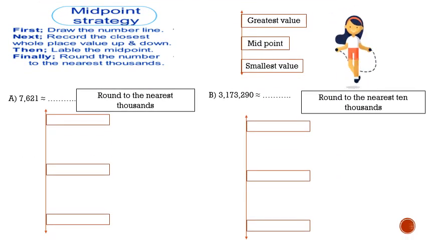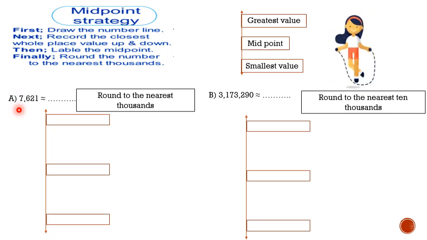The second strategy I have in estimation is rounding using midpoint strategy. I use this line to add the smallest value and the greatest value and the midpoint. We will search for the number we want, whether it would be rounded to the smallest value or the greatest value. I do all this to search for where the number could be. Let's see an example to understand what this means.